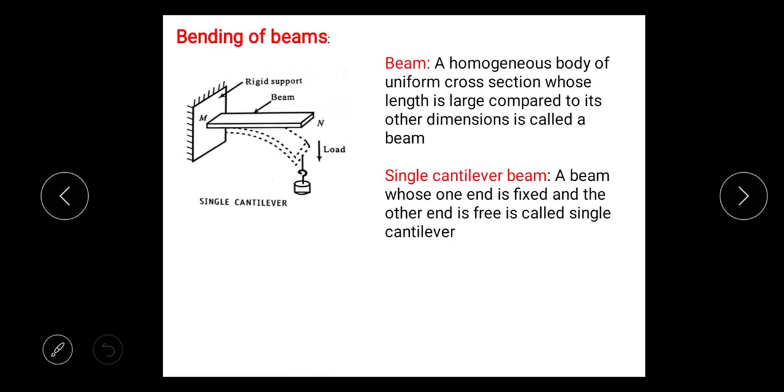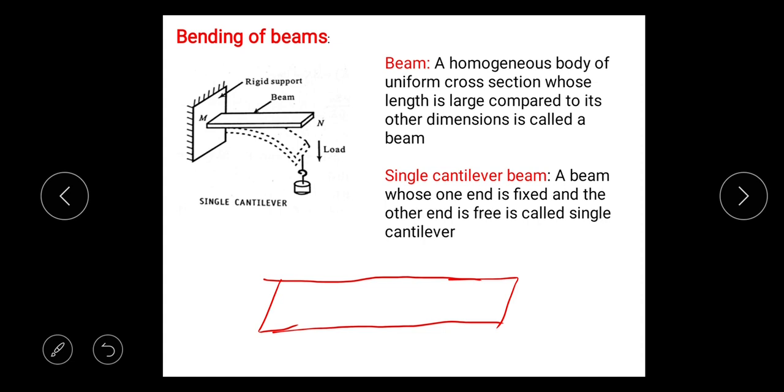Okay, so now I'll go for the definition of beam. What is a beam? A homogeneous body of uniform cross section whose length is large compared to its other dimensions is called a beam. So I can draw a beam like this. This is one homogeneous body. It has got several dimensions such as length, breadth, thickness, etc. But the length of this body is large compared to its thickness, breadth, etc. So that's why this body is called a beam.